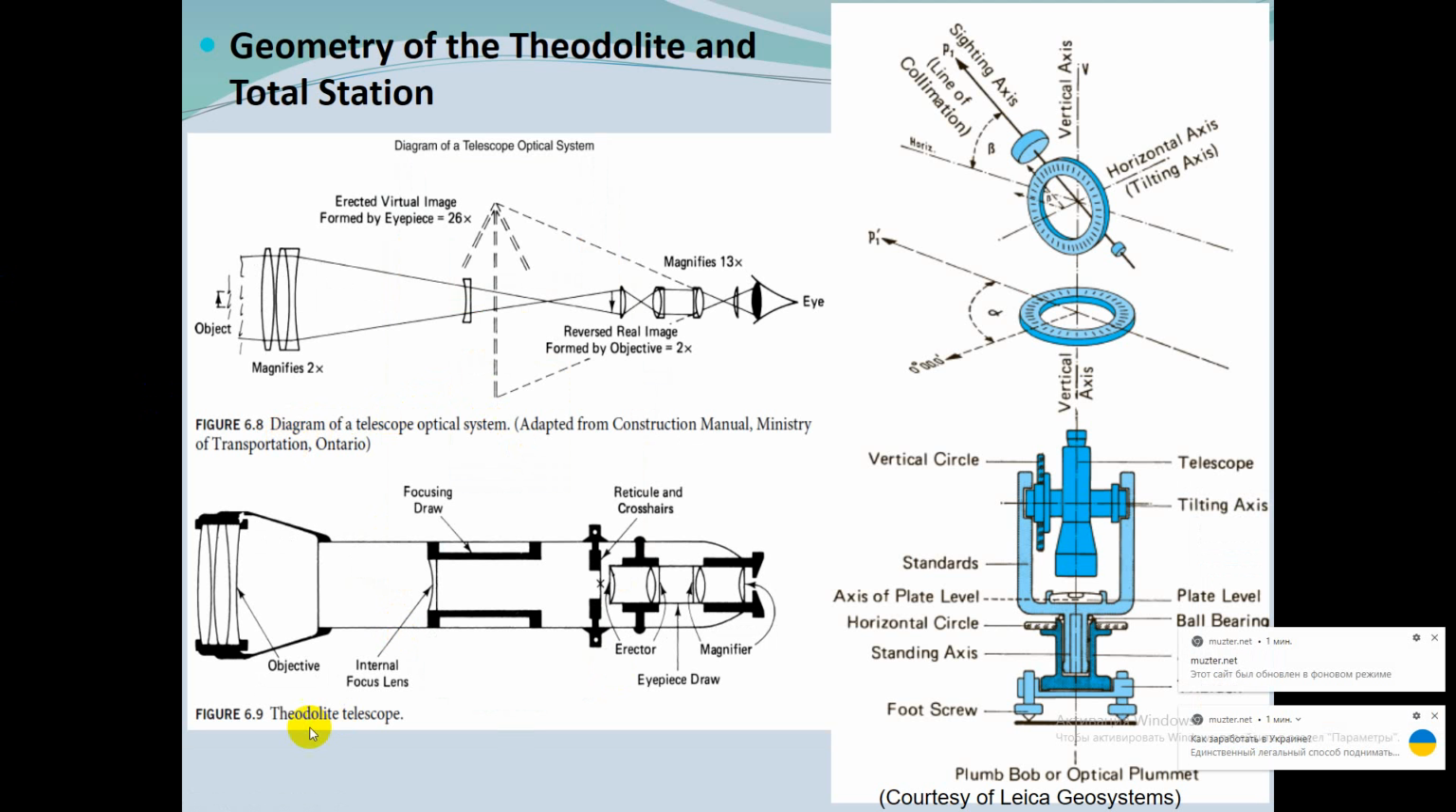Here you can see a scheme of the theodolite telescope. This is the objective, internal focus lens, focusing drawer, reticle and crosshair, erector, eyepiece drawer, and a magnifier. And this is a diagram of a telescope optical system.